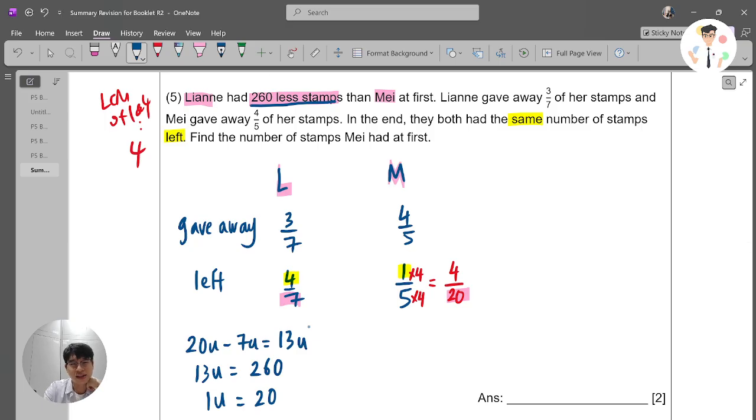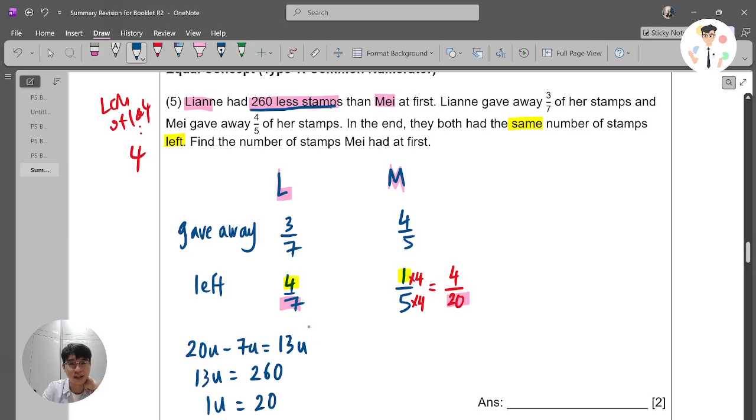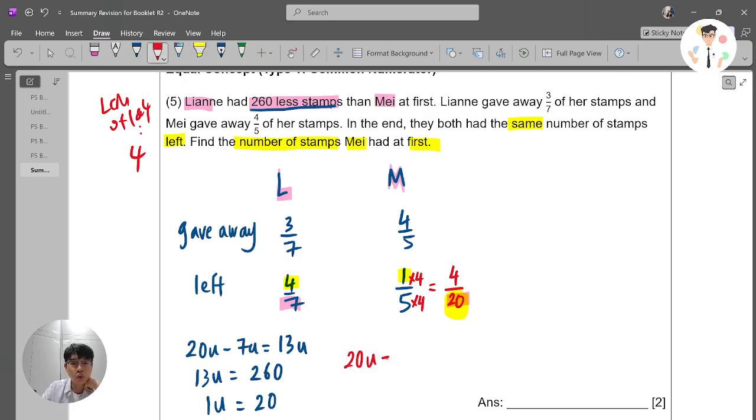Now, many of you get this 20, but you are doing exactly the wrong thing. Okay? By luck, you get it right. But you should know exactly how you're supposed to do this. Okay? Now, last step, because once you find 1 unit, everything is easy. Find the number of stems that May had at first. Now, May has how many units at first? 20, right? So, if 1 unit is 20, 20 units is 20 times 20, 400. Okay? 400. And that's it. You are done.